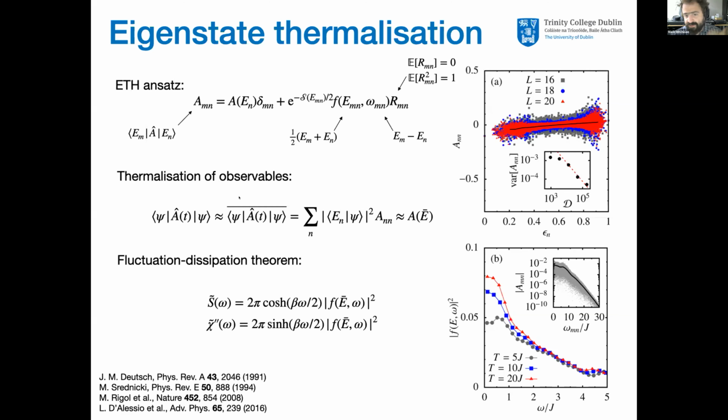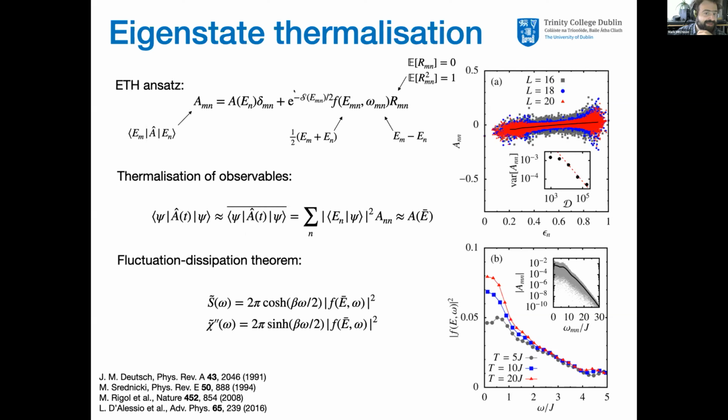And you can show that this is sufficient to explain why we see this nice thermalization in time of these observables, starting from some non-equilibrium state psi, okay? And then crucially for this talk, there's this off-diagonal part of the ETH ansatz, okay? So this part here describes the off-diagonal matrix elements, okay?